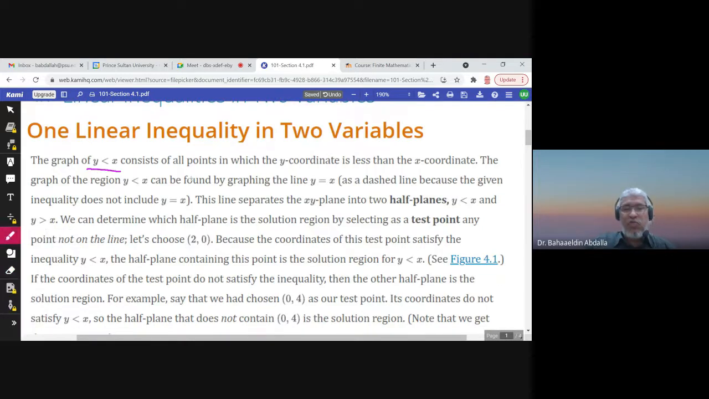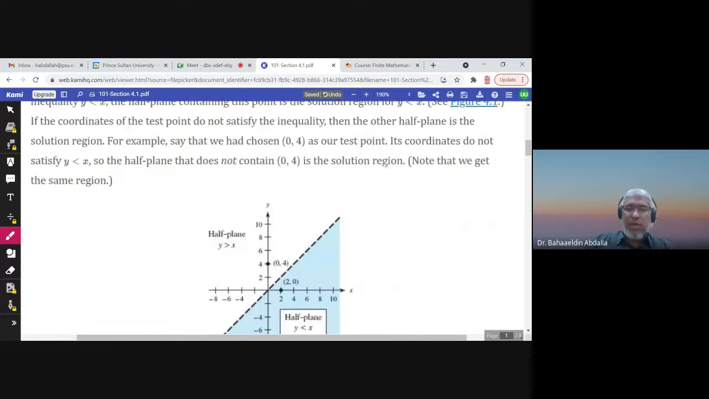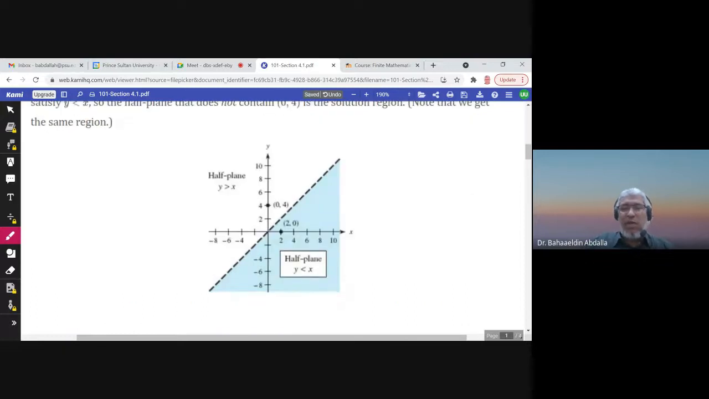So what to do? The first step is to graph the line y equals x. And since there is no equality here, y is less than x, not less than or equal, we graph this line as a dashed line. Okay, so this is the graph of the line y equals x.